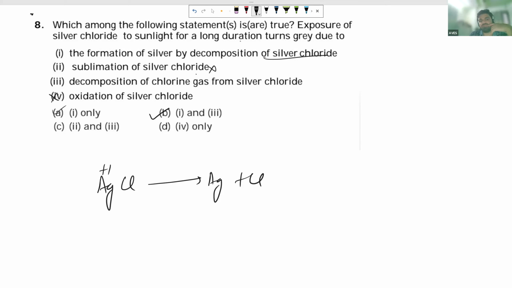Decomposition of chlorine gas from silver chloride is also correct, because chlorine gas is formed when silver chloride decomposes. So this is also a reason. Note this question in your copy.